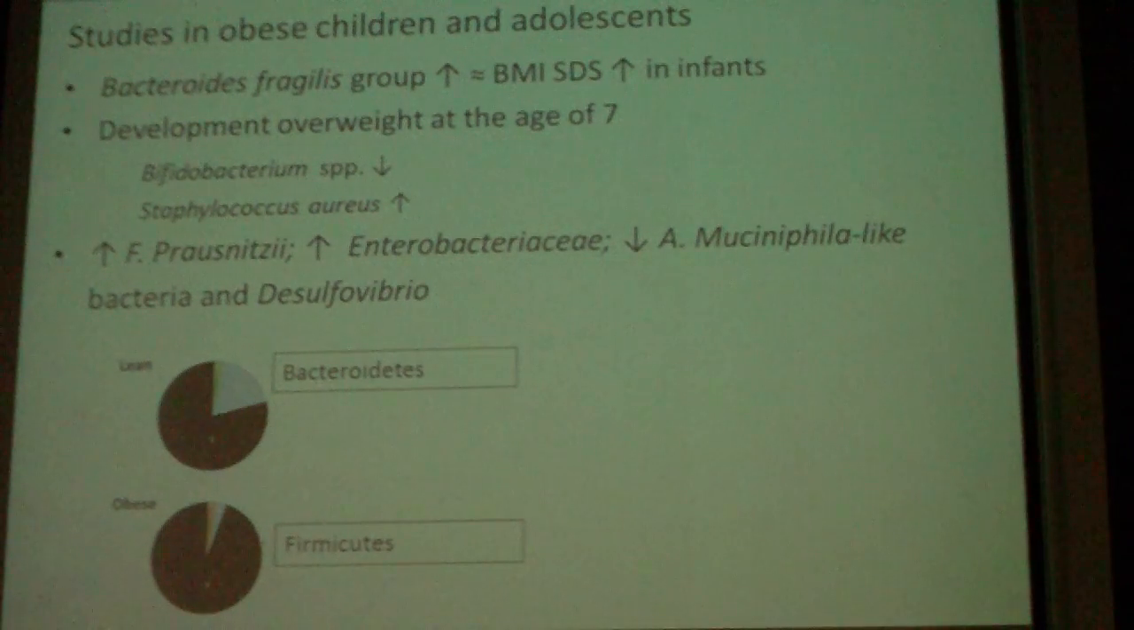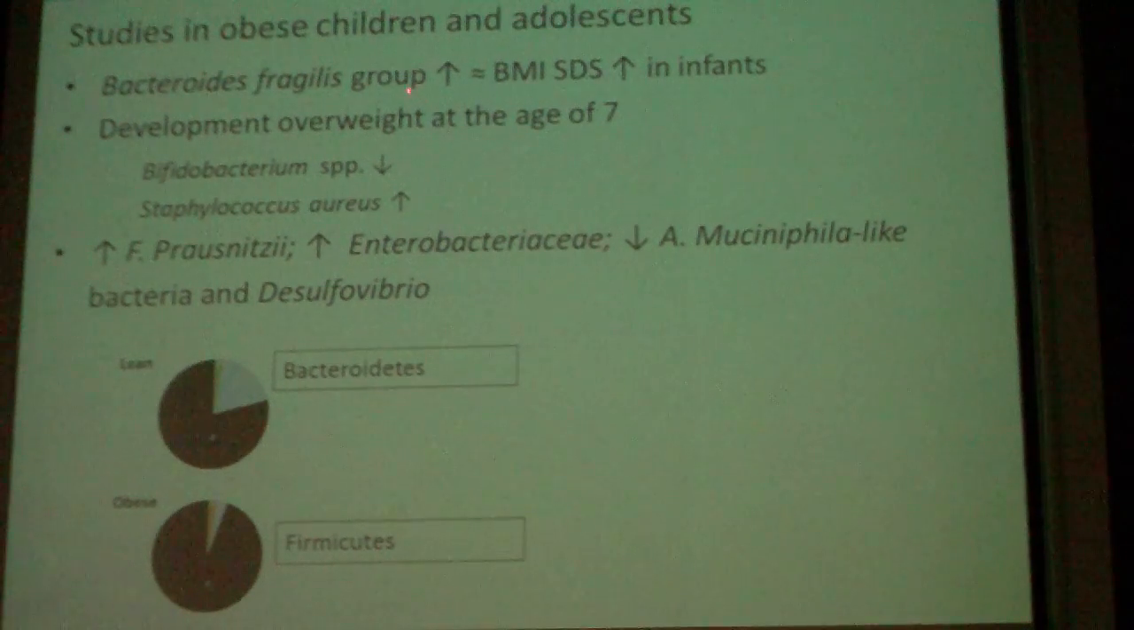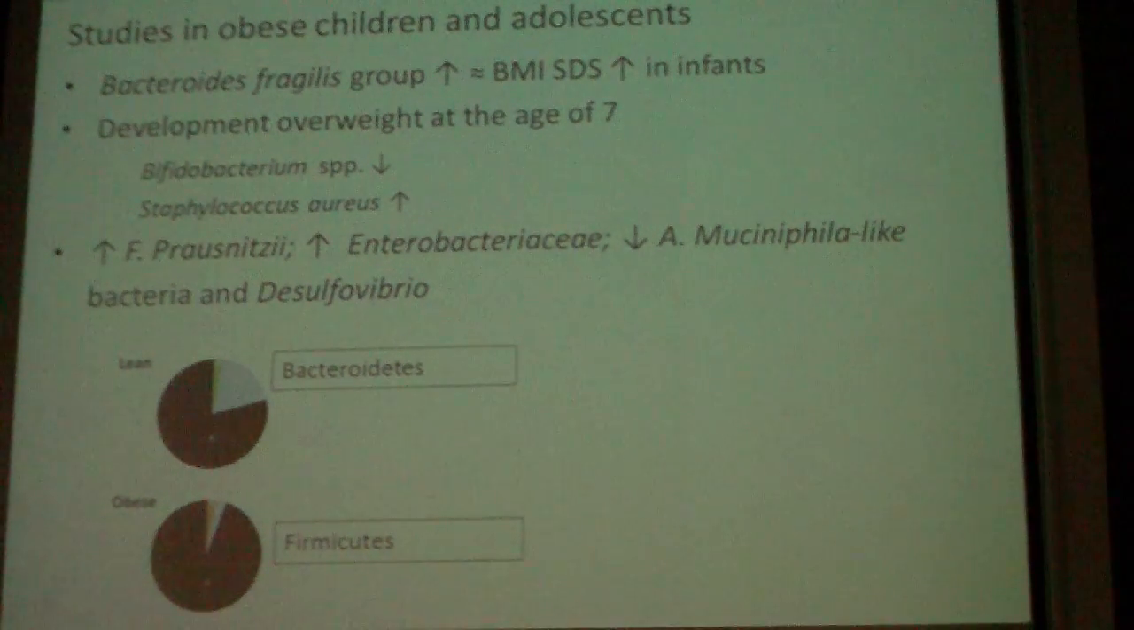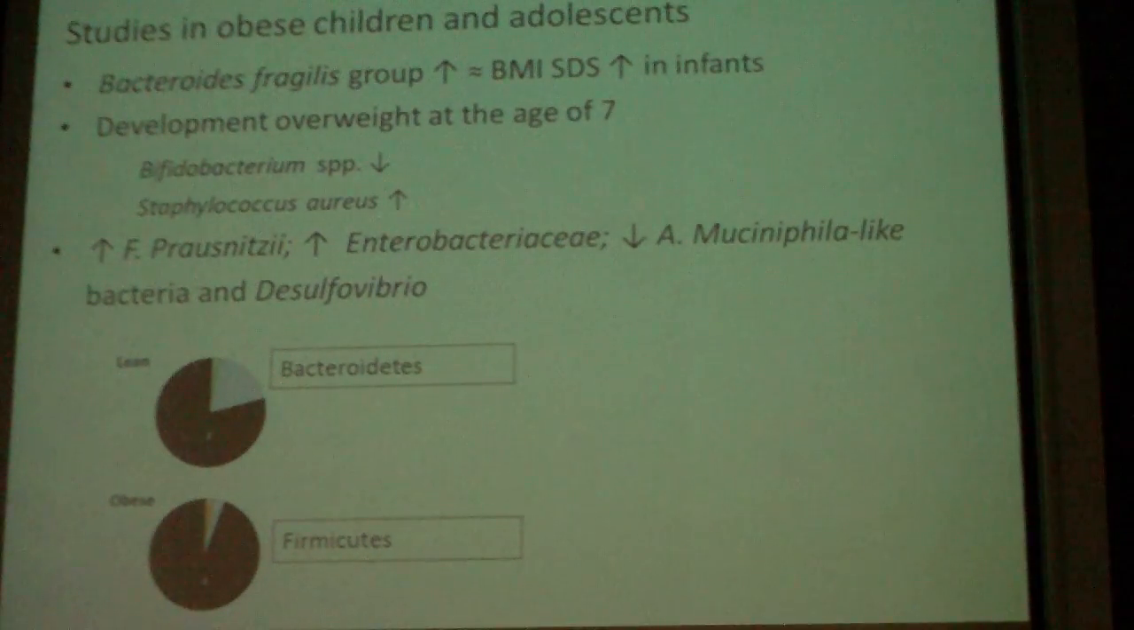In obese children, there are also some studies performed. We see that in infants, an increase in the Bacteroides fragilis group was related to an increase in the BMI SDS. The development of overweight: children who developed overweight at the age of 7, at the age of 1 month, had lower Bifidobacterium and higher Staphylococcus aureus.